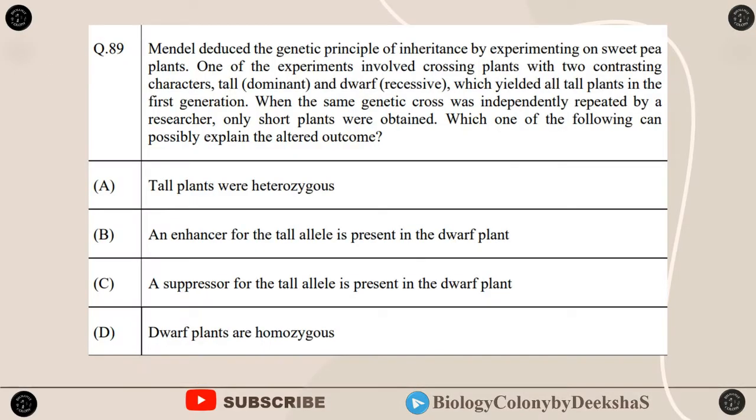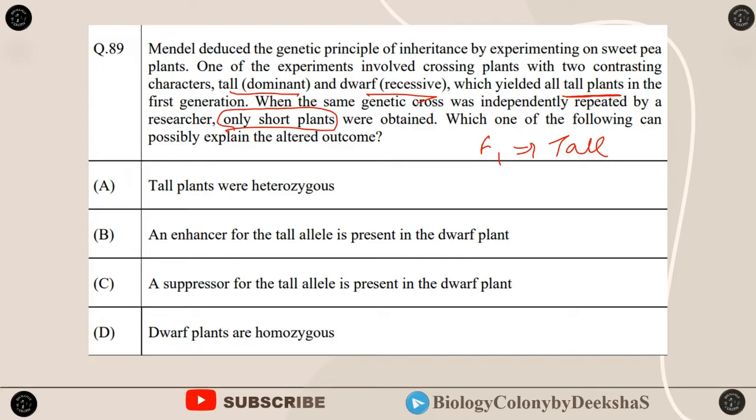Next question is, Mendel deduced the genetic principle of inheritance by experimenting on pea plants, sweet pea plants. One of the experiments involved crossing plants with two contrasting characters, that is tall and dwarf, that is recessive, and which yielded all tall plants in the first generation. F1 has all the tall plants. When the same genetic cross was independently repeated by a researcher, only short plants were obtained. Which one of the following can possibly explain the altered outcome? Now we have to deduce the answer from the options.